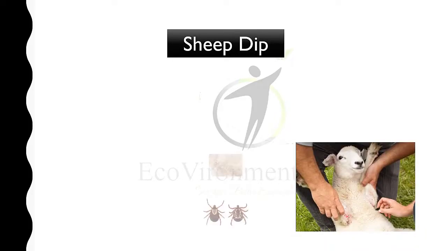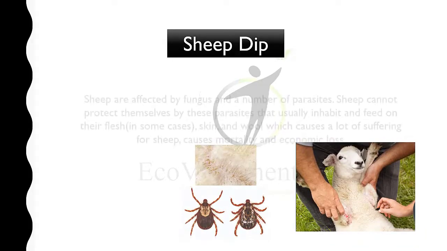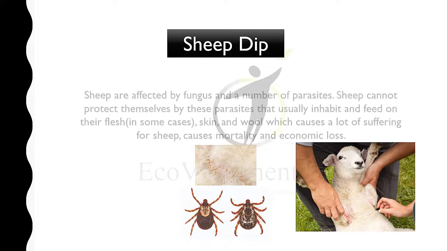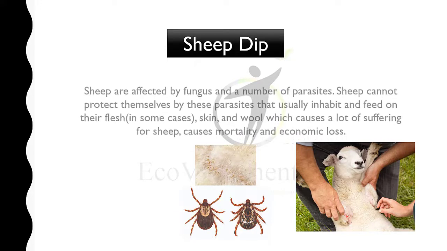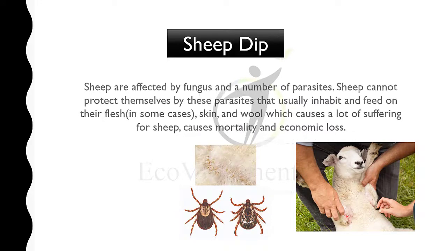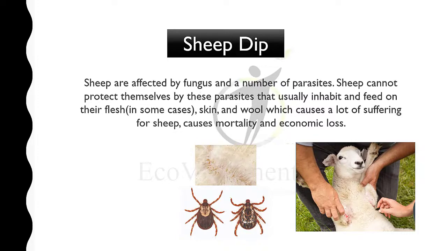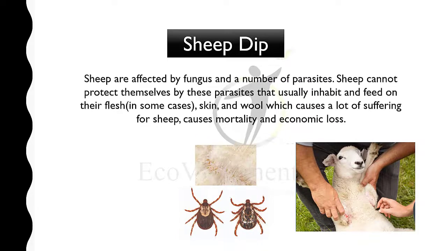Sheep are affected by fungus and a number of parasites. Sheep cannot protect themselves from these parasites that usually inhabit and feed on their flesh, skin and wool, which causes a lot of suffering for sheep, causes mortality and economic loss.